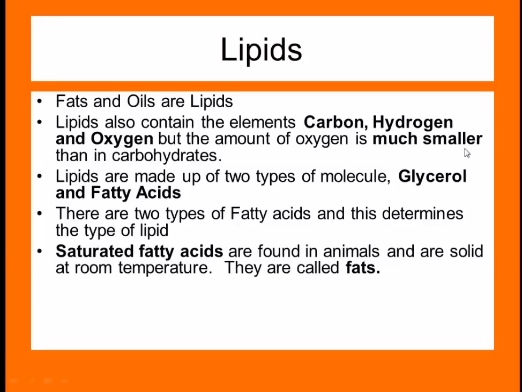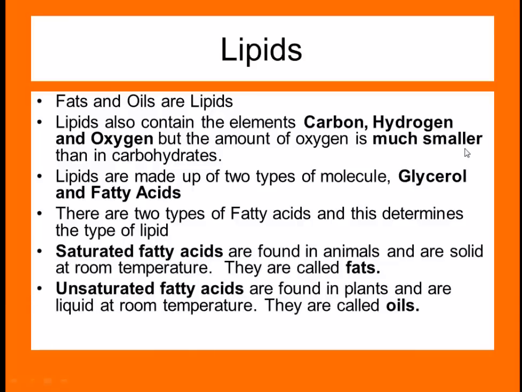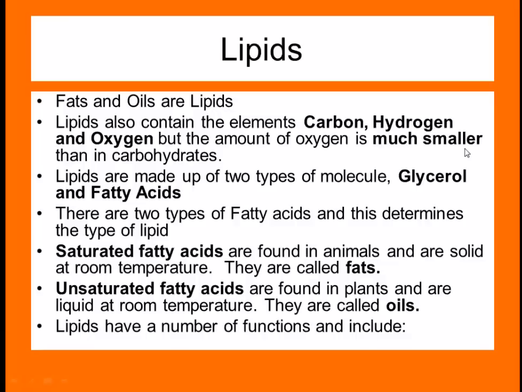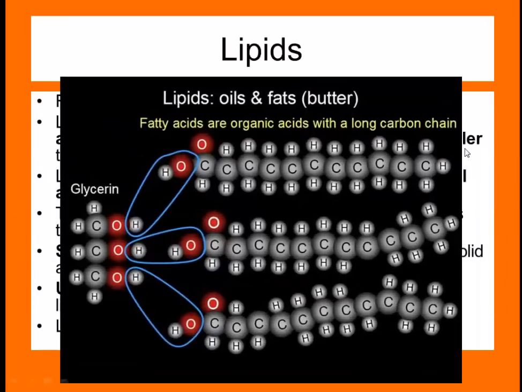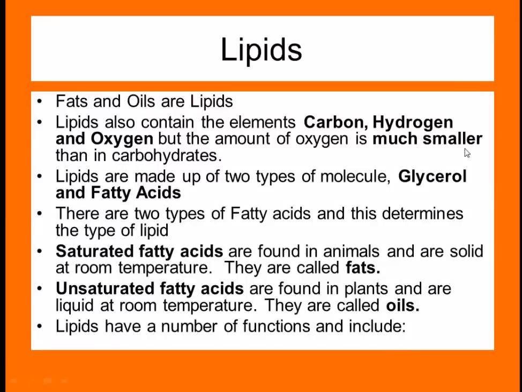Saturated fatty acids are the ones that animals make, so in butter or in lard or just around the outside of a joint. I always think about food, really, when I think about lipids and biological molecules. They're solid at room temperature, and they're called fats, whereas those which are liquid at room temperature are called oils, and they contain unsaturated fatty acids. We'll have a look at that in just a moment. A large number of functions include, let's go back to their structure now, shall we?